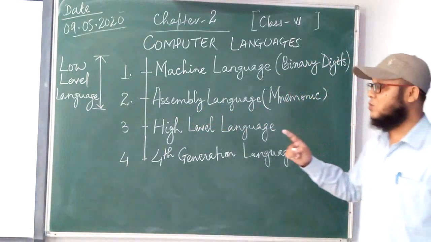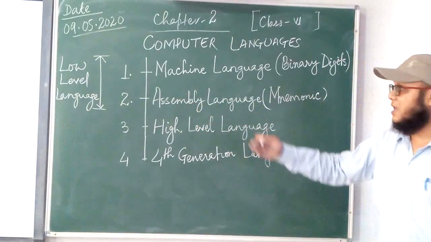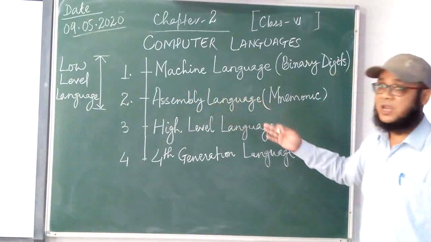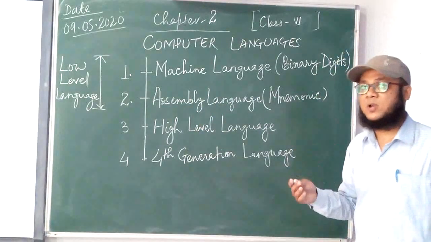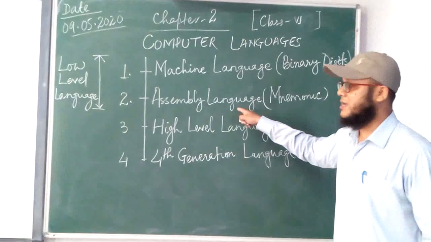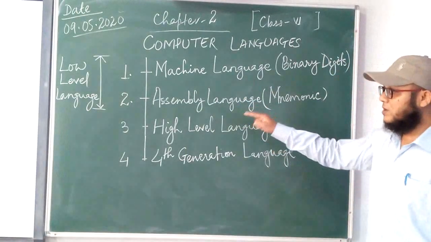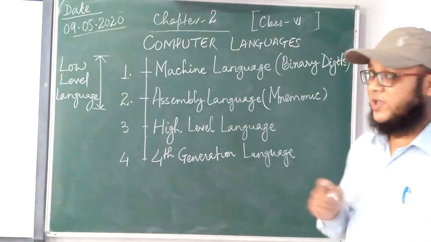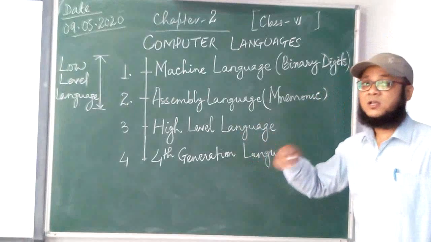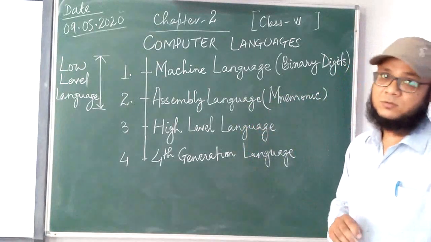So in order to make the computer understand the codes written in assembly language, we need a translator program that converts code written in assembly language into machine code. The code written in assembly language is known as source code, whereas the translated version is known as object code, right?